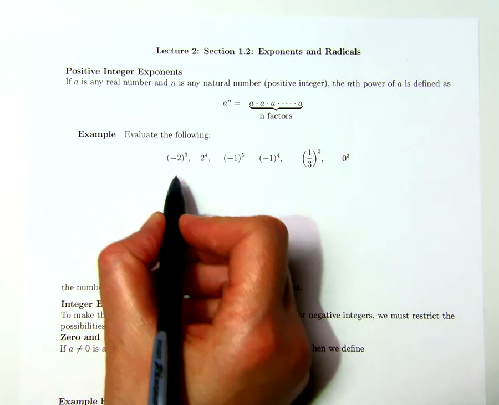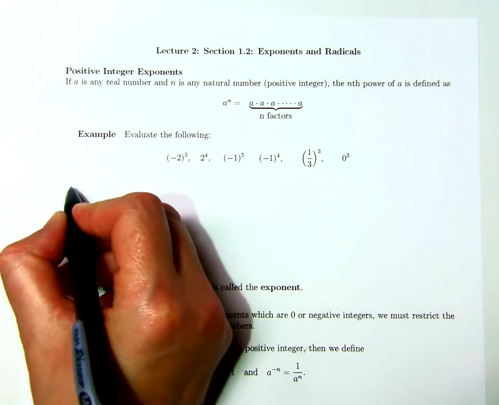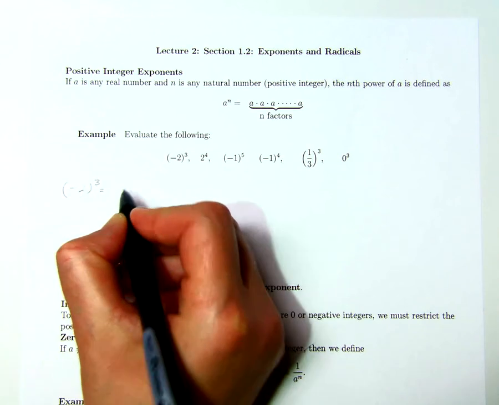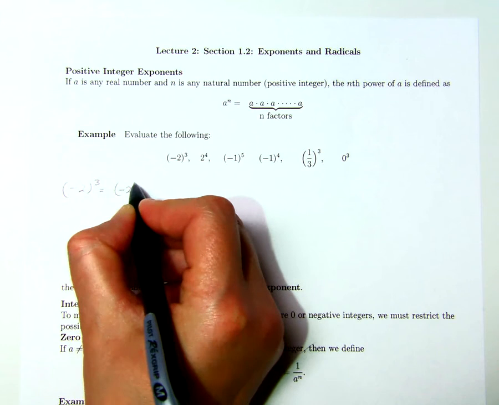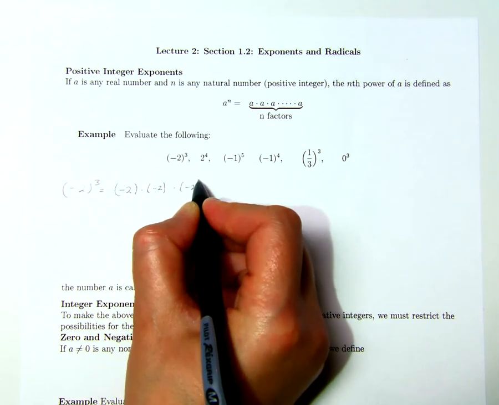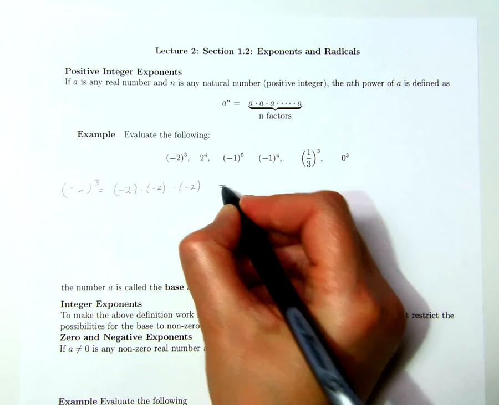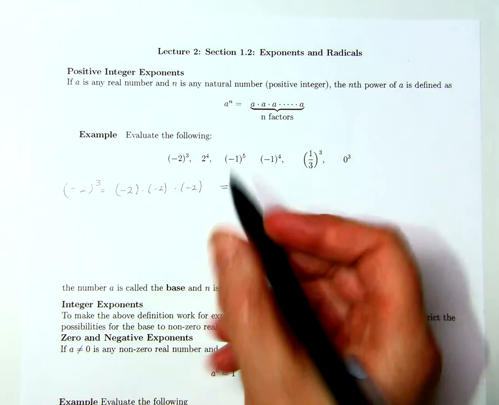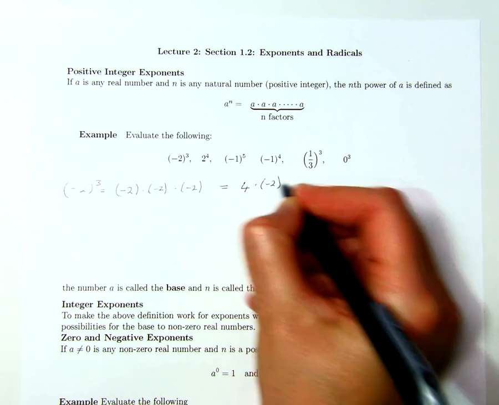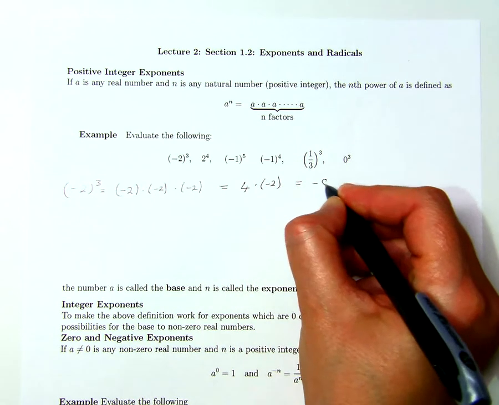So for example, minus 2 to the 3 is equal to minus 2 times minus 2 times minus 2, which equals minus by minus gives me a plus 4 times minus 2, which is equal to minus 8.